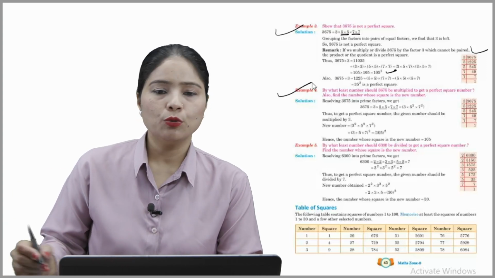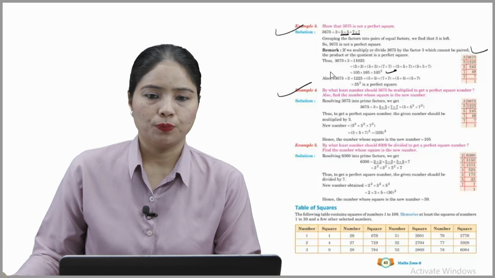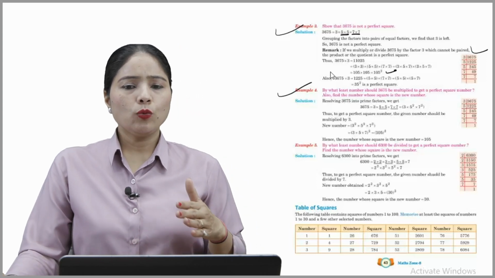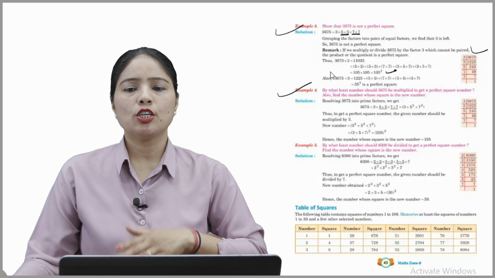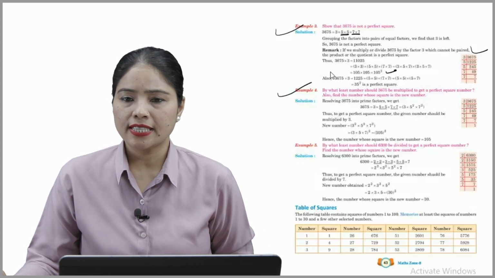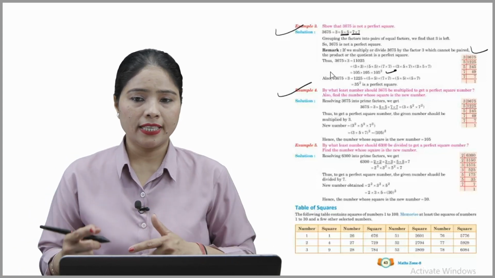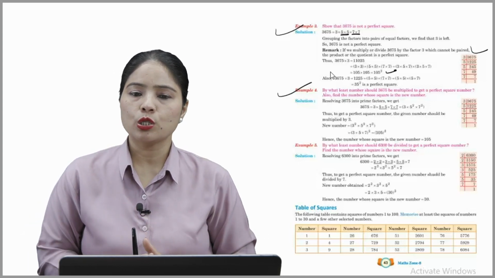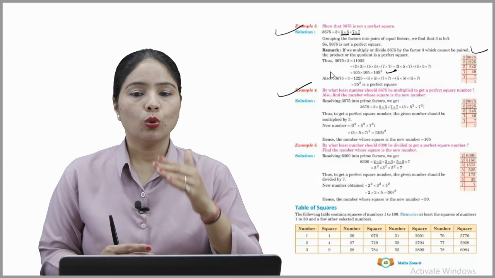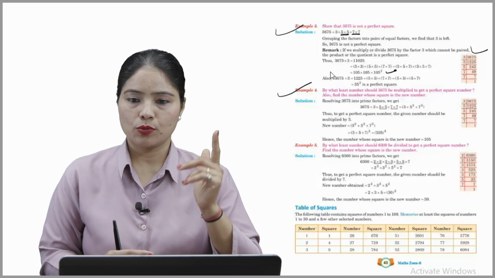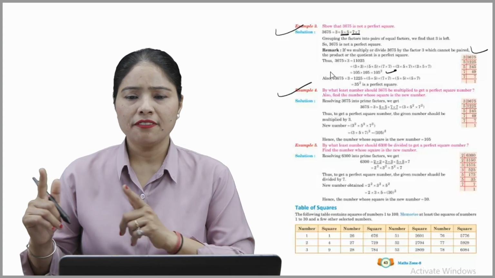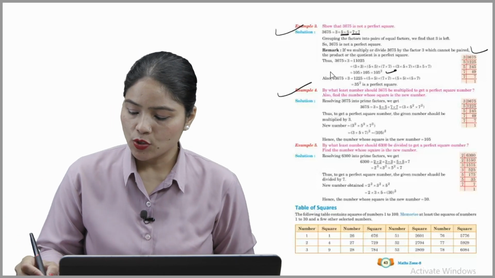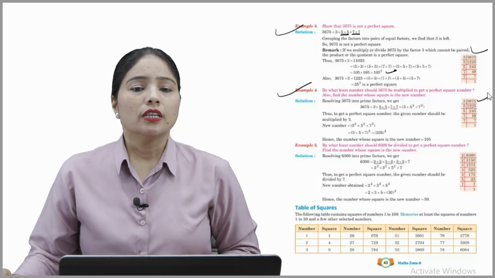So now move on, example 4. By what least number should 3675 be multiplied to get a perfect square number? Also find the number whose square is the new number. So हम सबसे पहले क्या करेंगे, प्राइम फैक्टर्स निकालेंगे like that way.